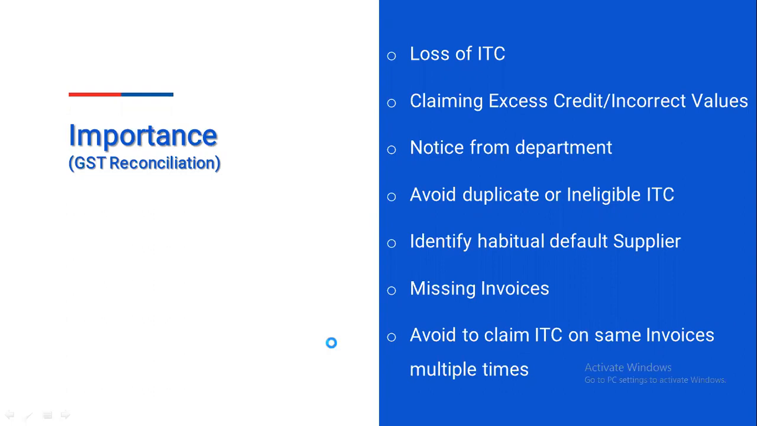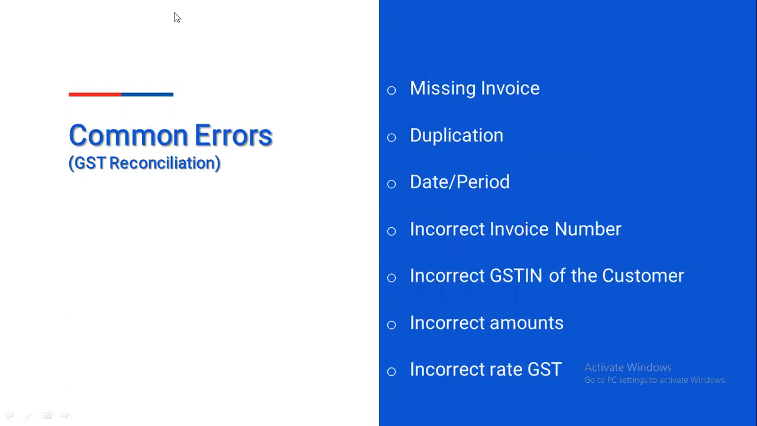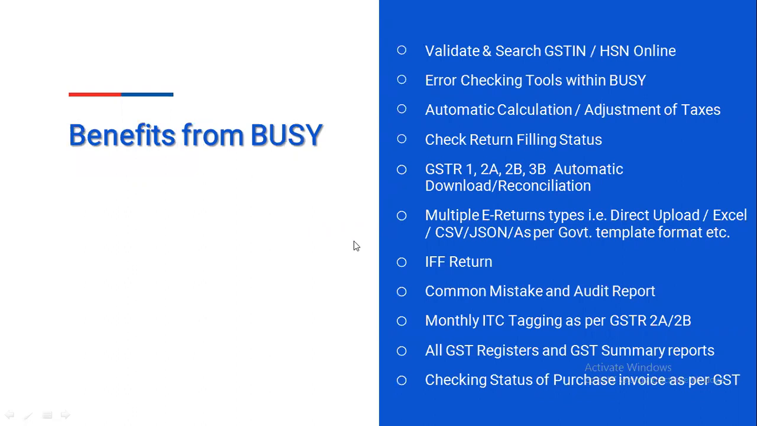Let's move to some other topic, that is common errors. While doing the reconciliation, we find some common errors on our side: missing invoices, duplication, incorrect date or period, incorrect invoice number, incorrect GSTN of the customer, incorrect amounts, and incorrect rate of GST. These are a few common errors found in reconciliation. Next is benefits from Busy software.